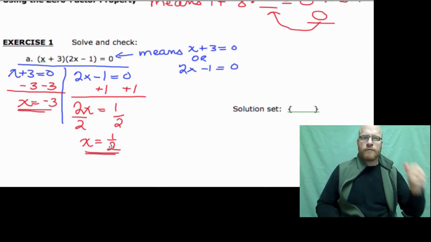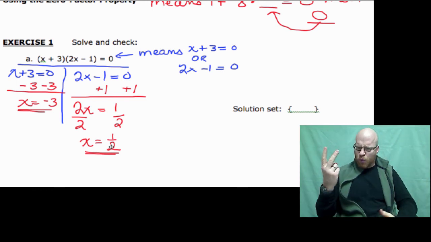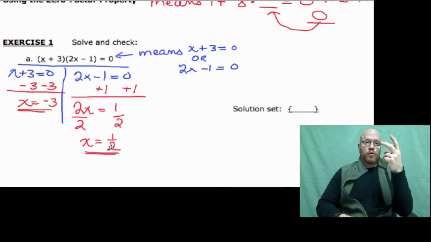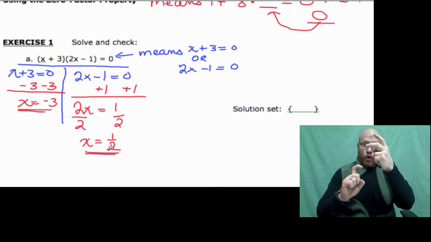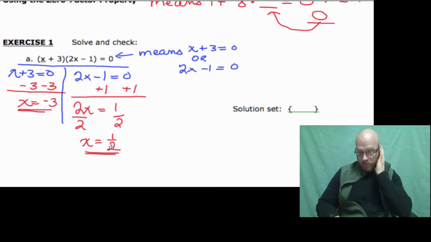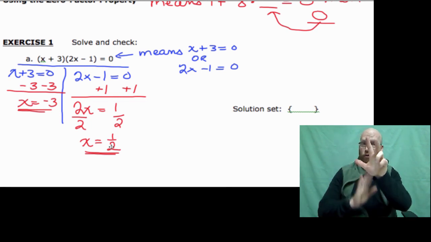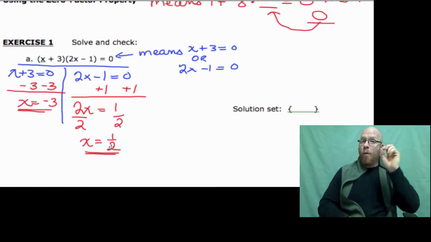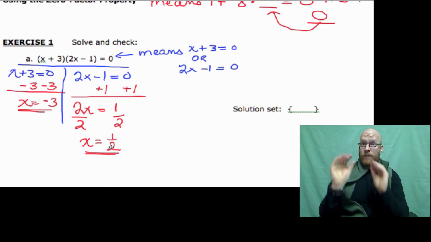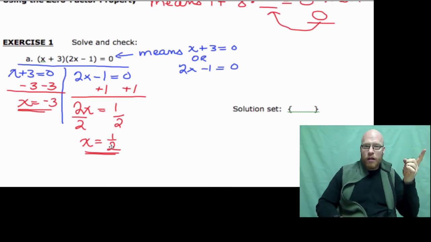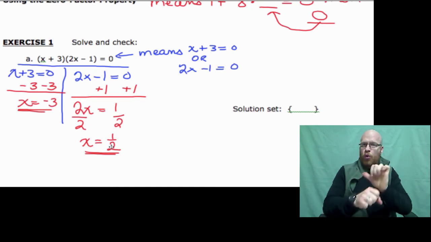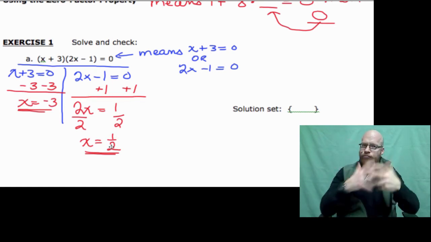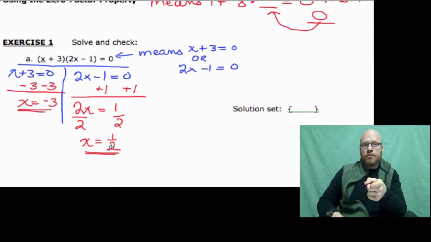Okay, so now we're thinking, I have two answers for x? Wait a minute here. Now remember, a quadratic has two roots. You are going to have two answers for x. So x equals -3. If we were to replace x with -3, we would have 0 equals 0. Or if we replace x with a half, we would have 0 equals 0 in our check. We're going to check both answers. Both answers must work out to be where 0 equals 0 at the end.